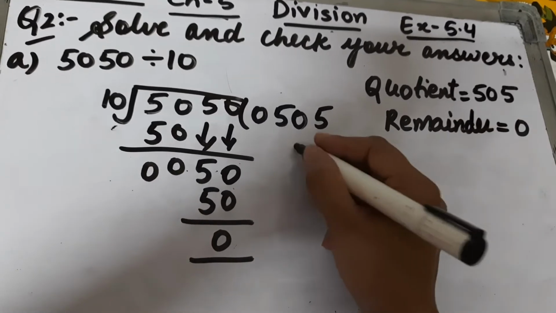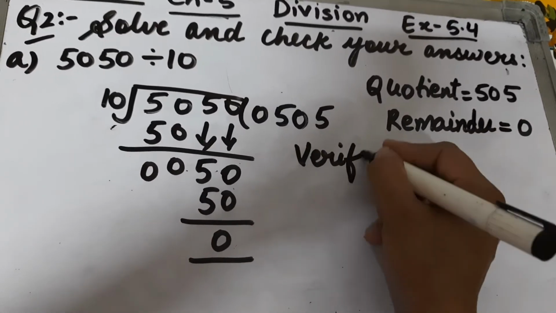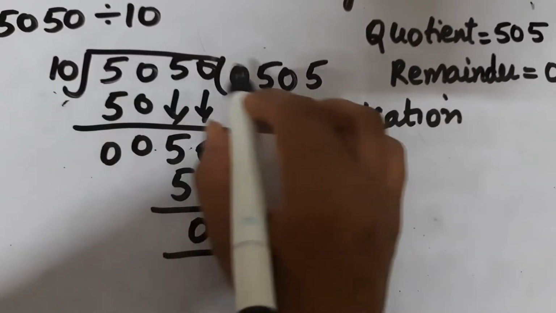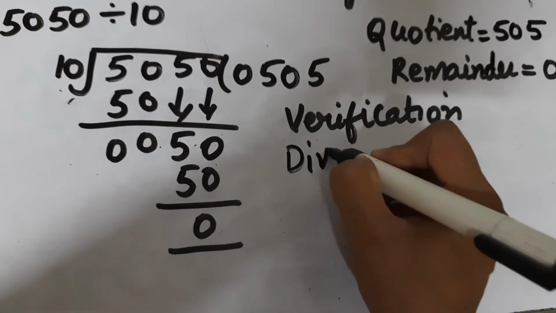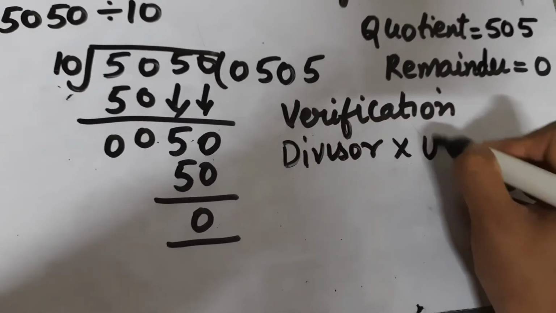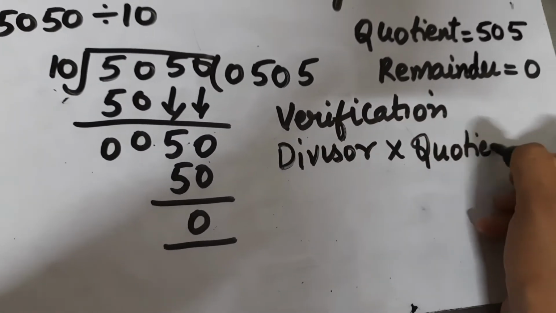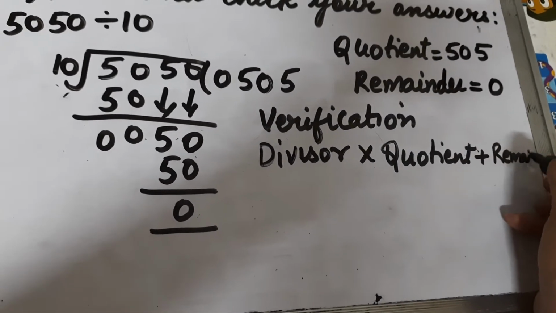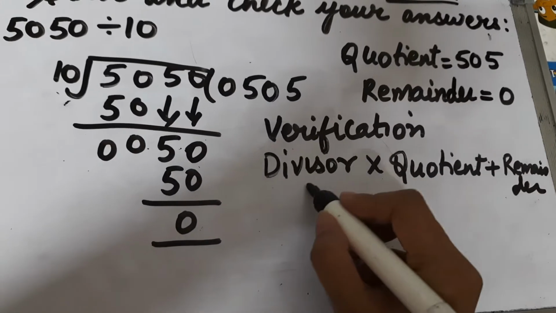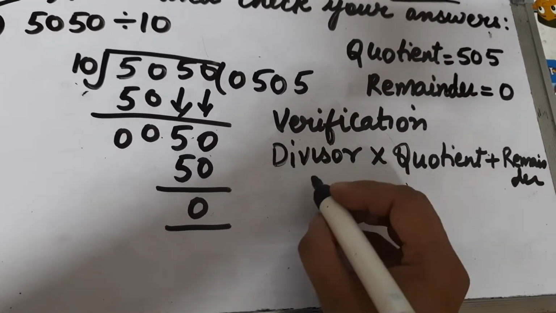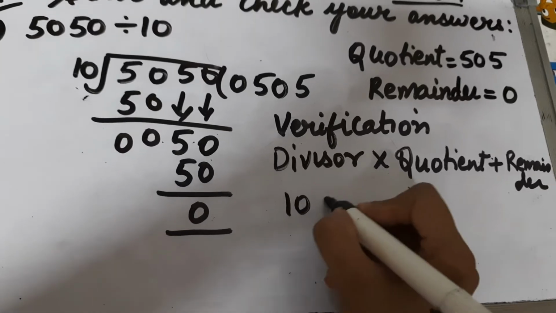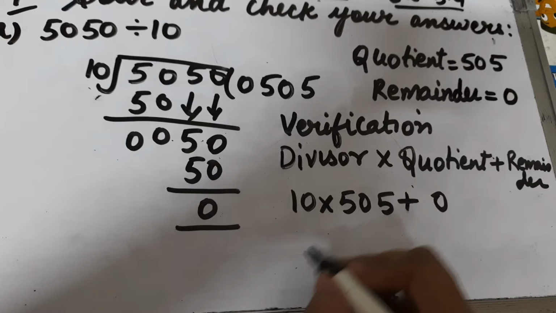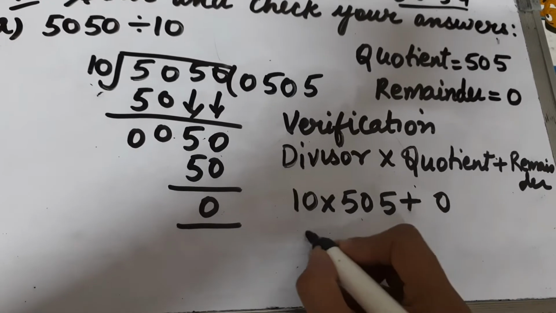Now we have to verify also. How do we verify? We multiply the divisor by the quotient and add the remainder to it. What is our divisor? The divisor is 10, the quotient is 505, and we add the remainder to it, the remainder is 0. So when we multiply 505 by 10, what will we get?